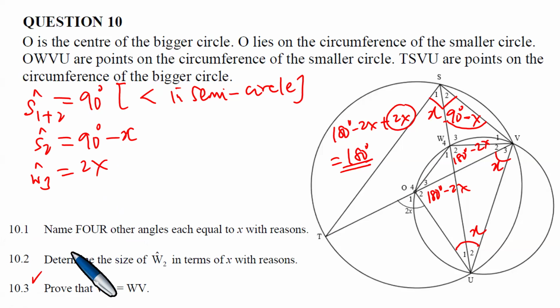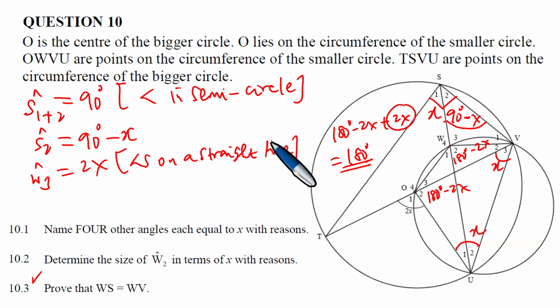Angles on a straight line. If you add these, if you add the 2x to these, you get exactly 180. So that's what we have. These are angles on a straight line. Right, so this is the case. The W3 is actually 2x because of that.